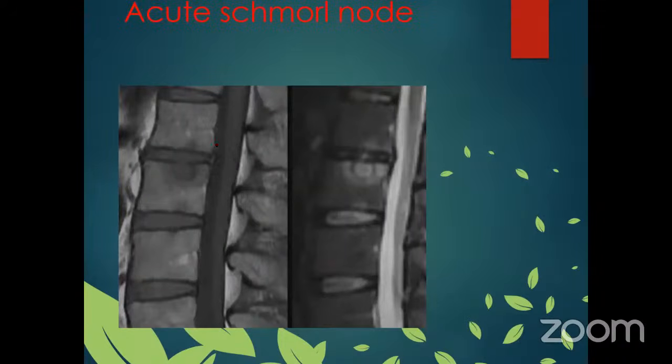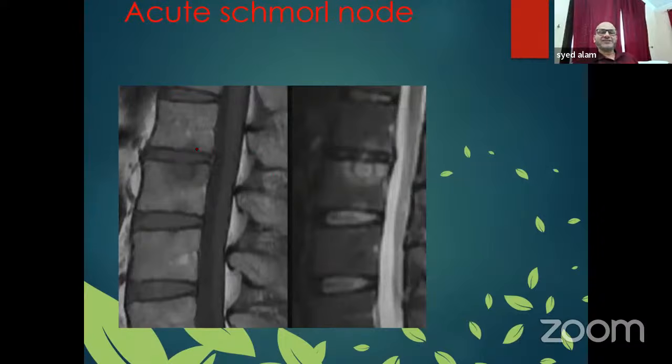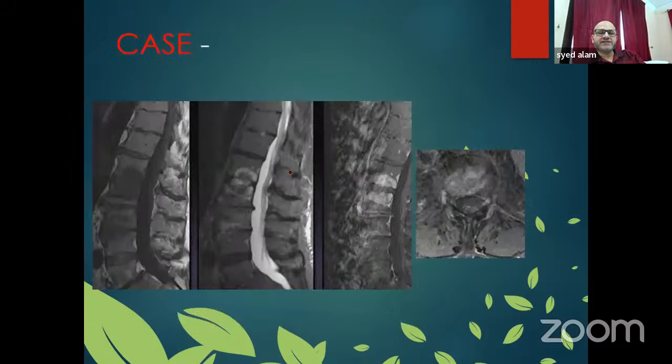Okay, so I put this in intentionally so that you should know what this is. This is not infection. Here there is a very well-defined edema. Whenever edema is very well-defined, this is nothing but Schmorl's nodes, acute Schmorl's nodes. The disc is maintained, the disc is normal, and there is some signal which is quite well-defined, and the edema is also well-defined, Schmorl's nodes. In another case, there is an edema which is very well-defined, Schmorl's nodes. So very easy to distinguish.